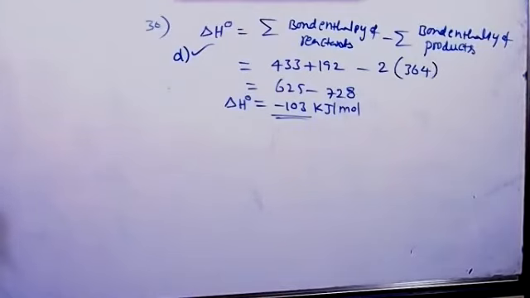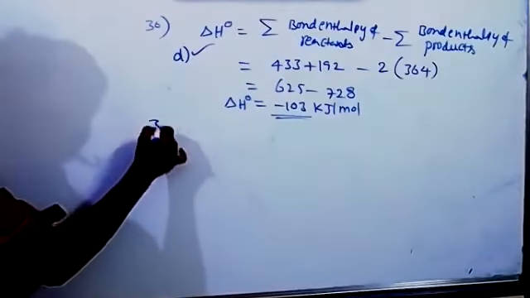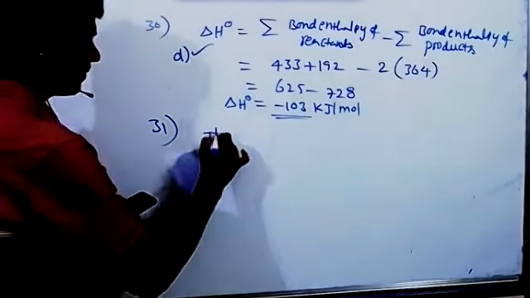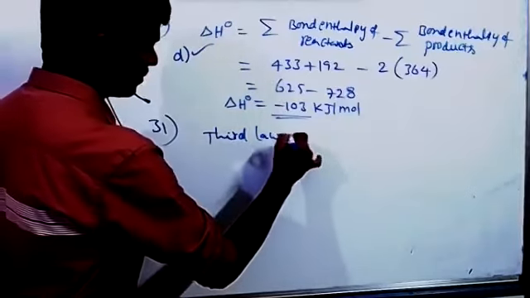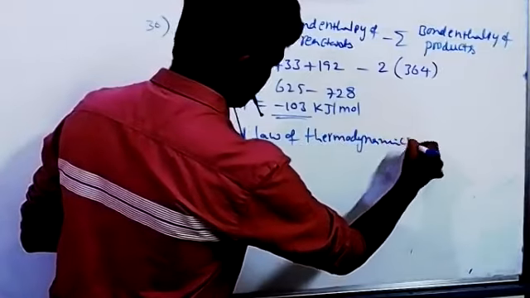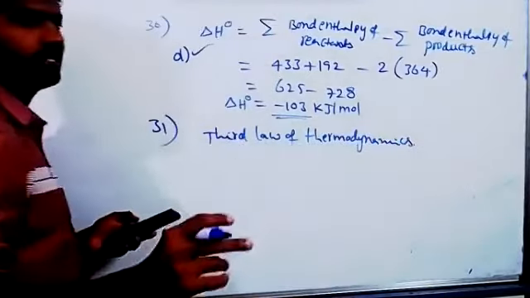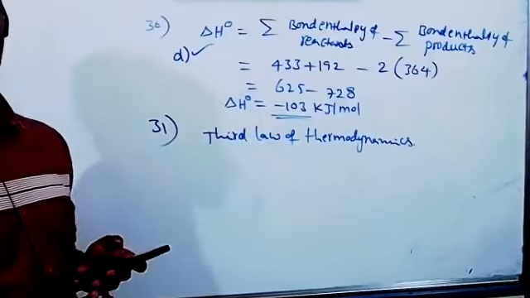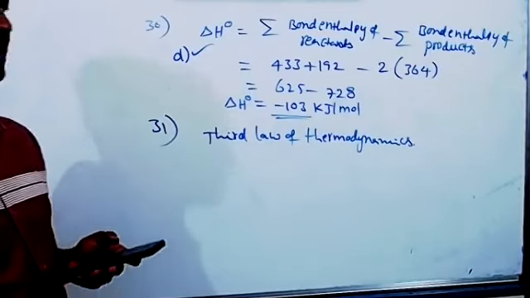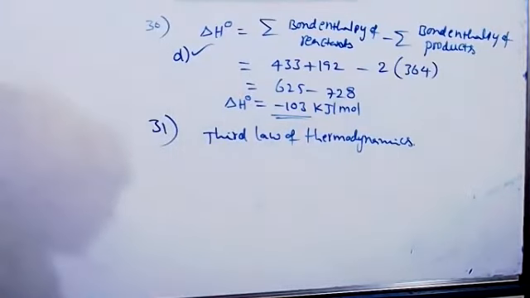Okay. See 31. The correct statement regarding entropy is at absolute zero temperature, the entropy of a perfectly crystalline solid is 0. Yes, this is only correct statement. This is the third law of thermodynamics. So when temperature of the substance reaches 0 Kelvin, means absolute zero, entropy of the substance becomes 0. That is only third law of thermodynamics. First statement, A is correct.